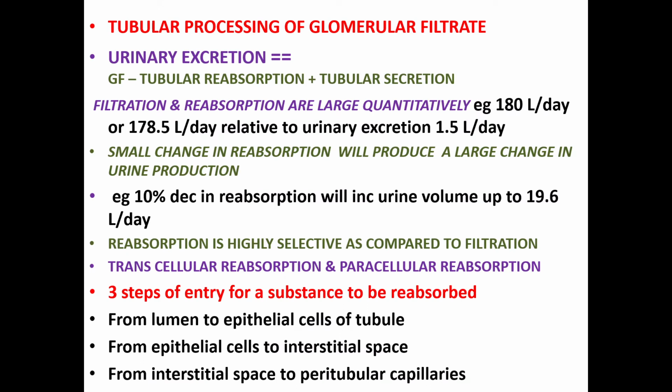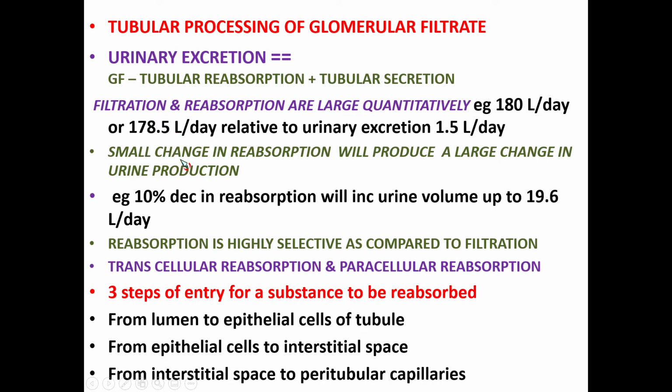So urinary excretion is equal to glomerular filtration minus tubular reabsorption plus tubular secretion. Once you have filtered something, you subtract the reabsorption and add the secretion. That will be the urinary excretion. Filtration and reabsorption are quantitatively large. I told you earlier that you filter 180 liters per day and pass urine of just 1.5 liters per day. That means the remaining 178.5 liters per day is reabsorbed. This is basically the processing.